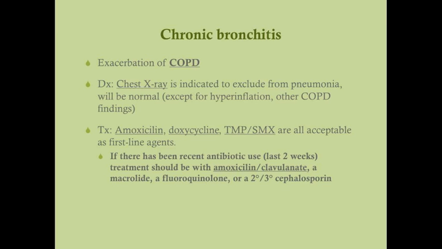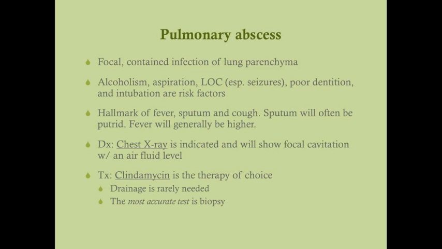Now, if you have a patient who has been treated for chronic bronchitis and has had recent antibiotic use, say within the last 2 weeks, then you should use an augmented amoxicillin, so amoxicillin clavulanate. You could also use a macrolide like erythromycin, or a respiratory fluoroquinolone like moxifloxacin, or a second or third generation cephalosporin like ceftriaxone. But just know that you should use an augmented amoxicillin or a different agent if the patient has had recent antibiotic use. But the first line of therapy in general for chronic bronchitis is amoxicillin, just like in acute bronchitis.